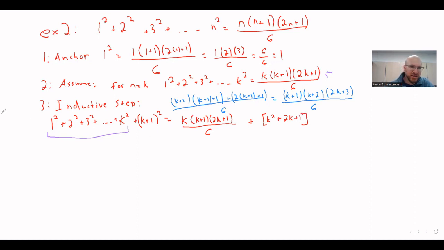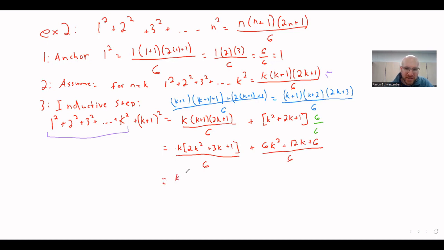I'm going to need a common denominator here, which means I'll multiply that by 6 over 6. This next step, I'm going to start by expanding this out. 2k squared, let's do k, 2k squared plus k plus 2k is plus 3k plus 1. That's over 6. And 6k squared plus 12k plus 6 over 6.